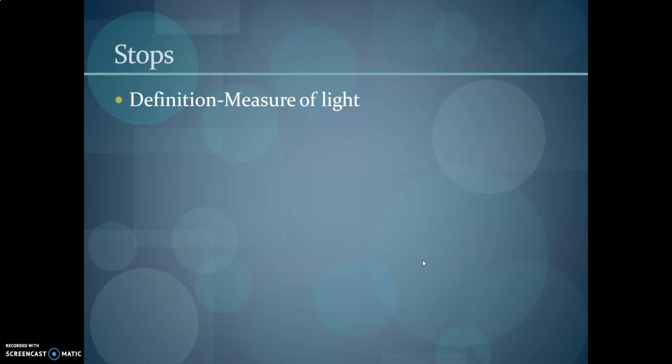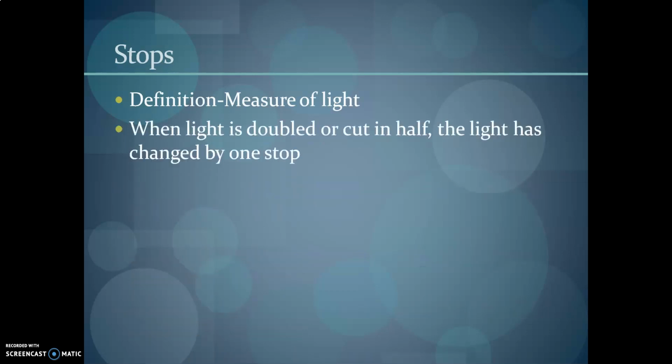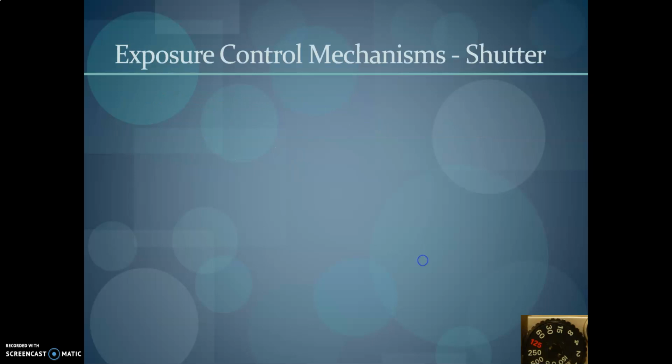Now, there's something called a stop. What is it? It's a measure of light. When light is doubled or cut in half, the light has changed by one stop. Okay, doubling or cutting in half, going from one setting to the next is doubling or cutting it in half, and it's called a stop. From one aperture to the next is a stop.